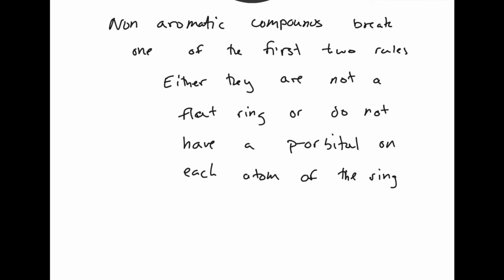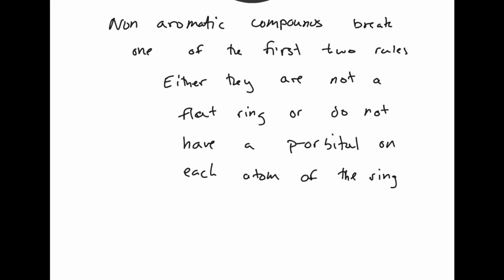All right. So we've got aromatic compounds: flat ring, p orbital on every atom, 4n plus 2 number of electrons. Anti-aromatic compounds: flat ring, p orbital on every atom, 4n number of electrons. And then if you break one of the first two rules, if it's either not a flat ring or there's not a p orbital on each atom, that compound is going to be non-aromatic.